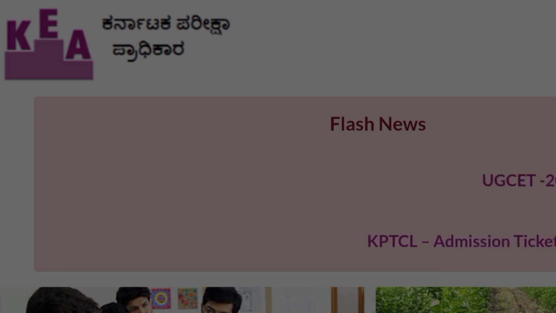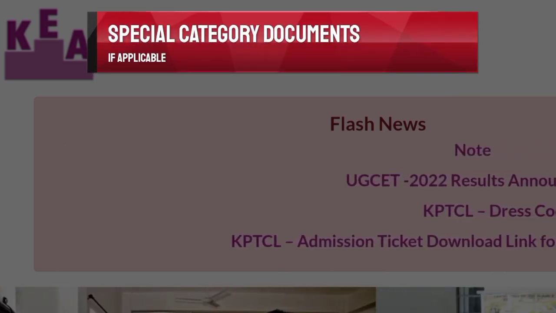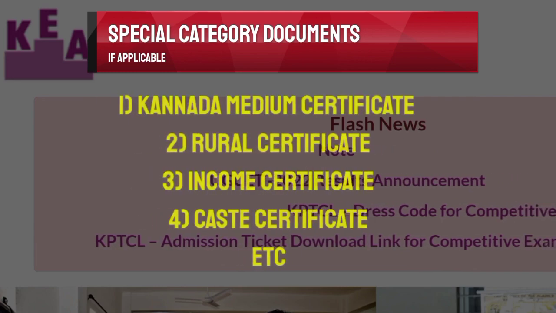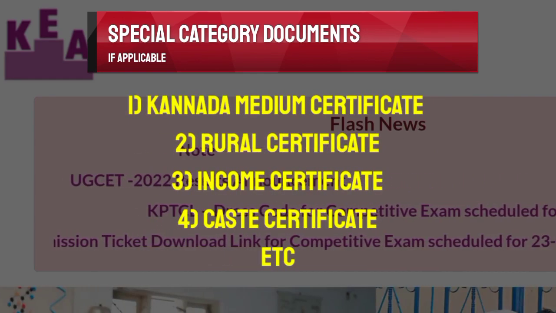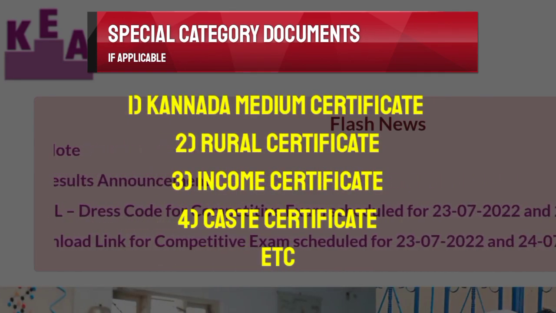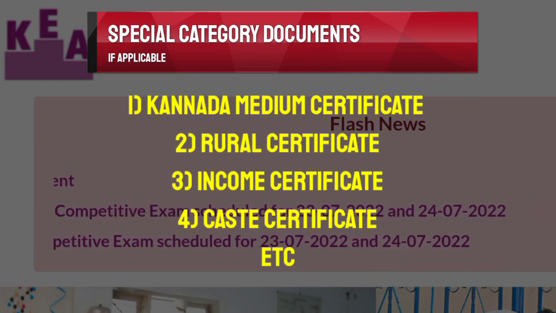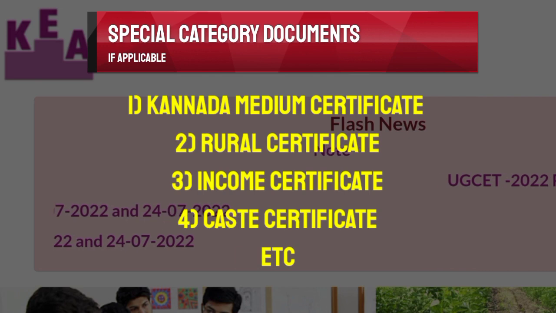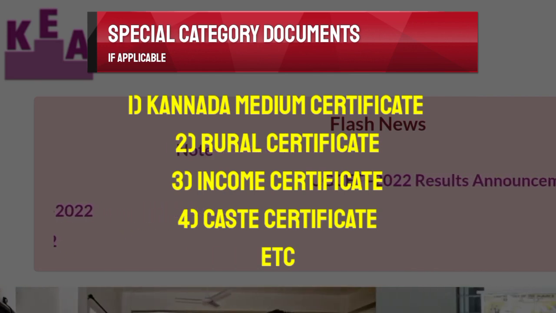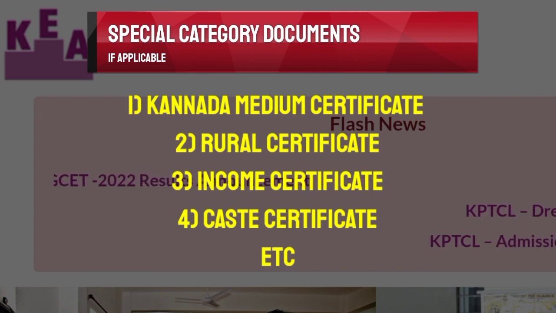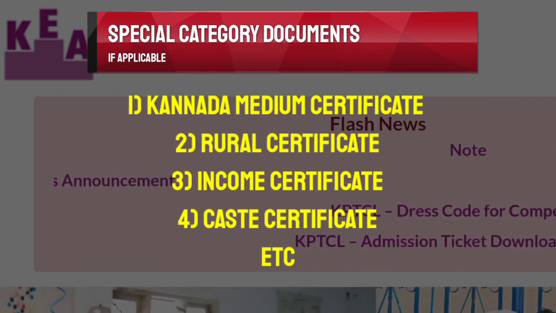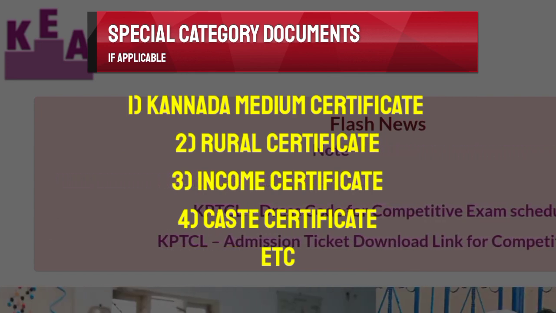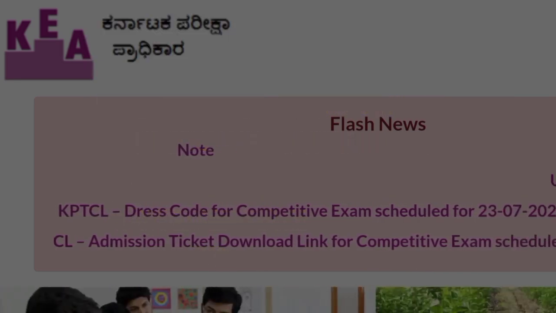Now some of the special documents which you require. Okay, if you belong to some special category, then you require a Kannada medium certificate, a rural certificate, caste and income certificate for all like OBC 2A, OBC 3A, 3B, SC, ST. So caste and income certificate. Then if you live in Hyderabad Karnataka region, then you need that certificate too. So these were some of the certificates.